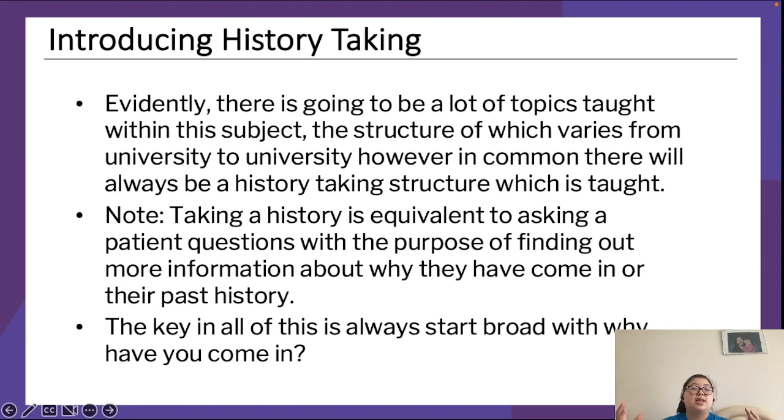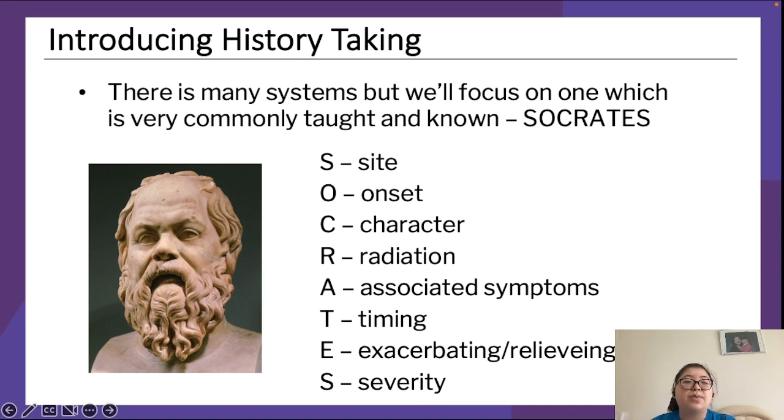And there are a lot of different ways this is taught, and it will vary from university to university, but there will always be a structure which is taught. A really common one, which I went with because it's probably the most common one taught, is SOCRATES. The one that's actually taught at Monash is not SOCRATES. It's WWQQAA BIC, so it's a little bit different. That stands for where, when, quality, quantity, associated features, alleviating, aggravating, beliefs, impacts, concerns, and expectations, right? So that's the model that we use.